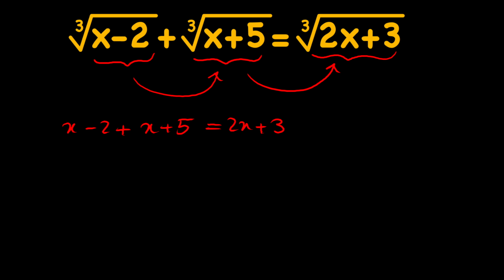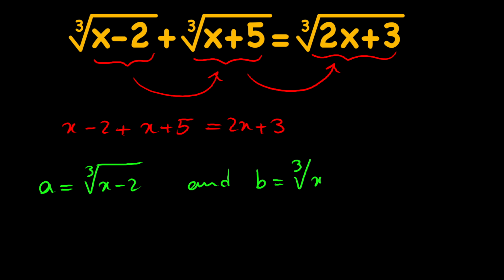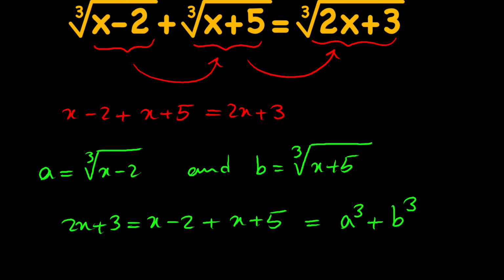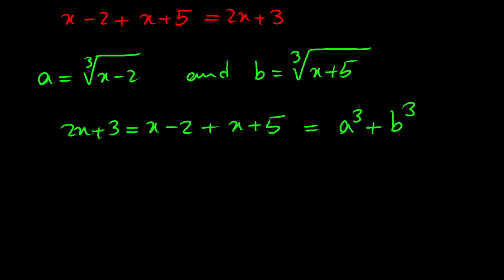So that means that if I say that a equals the cube root of x minus 2 and b equals the cube root of x plus 5, since 2x plus 3 equals x minus 2 plus x plus 5, I can say that this is going to equal a cubed, which is x minus 2, plus b cubed, which is x plus 5. So based on these substitutions, I can say that our equation is equivalent to a plus b equals the cube root of a cubed plus b cubed.